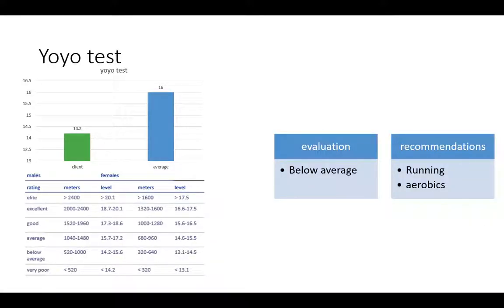In the yo-yo test, the client ran up until level 14.2 before they failed to reach the line after their warning, which adds up to around 520 metres. This is considered below average for males as the average is 1,040 metres or level 16, suggesting that the client has a poor VO2 max.